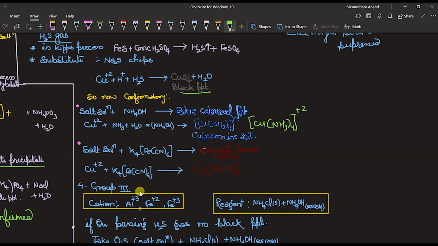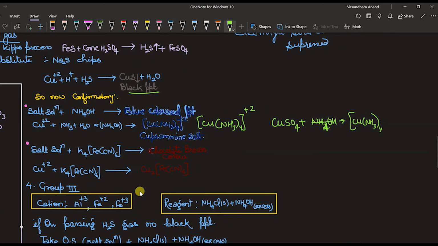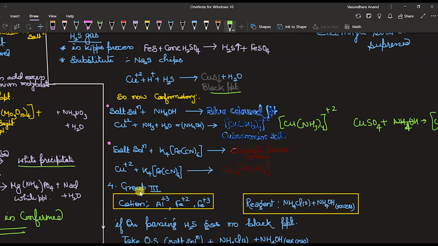If instead of this copper plus 2, the anion is also mentioned and I got copper sulfate, then when this reacts with NH4OH, it will give you [Cu(NH3)4]SO4. So this will give you cuprammonium sulfate. Got it? This ammonium hydroxide can be written in this way also: NH3 plus H2O, or NH4OH. So this will give you cuprammonium salt.